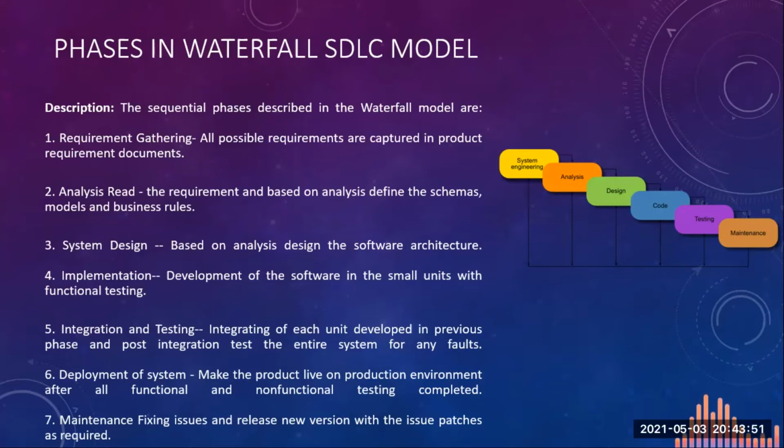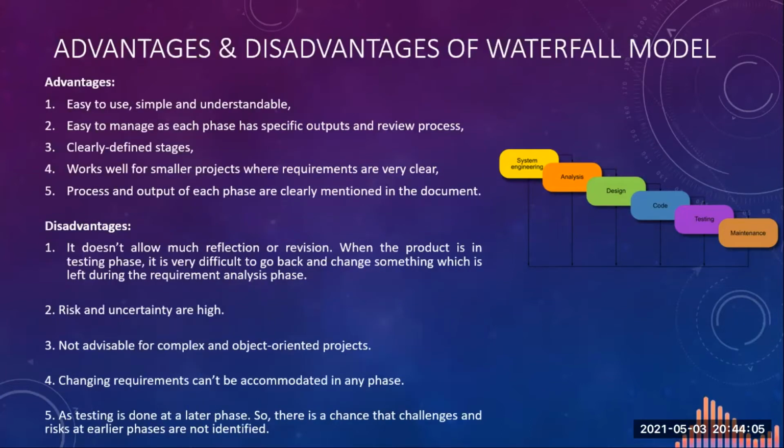The last phase is maintenance phase. Here, the system goes into the maintenance cycle. This includes any bug fixings in production and new releases and update patches. Waterfall model has some advantages as well as disadvantages. So let's look at them.